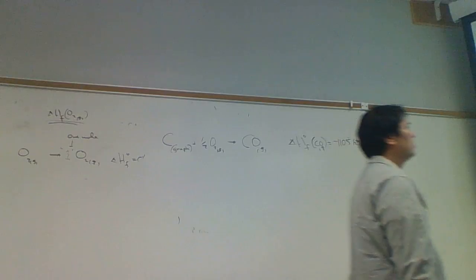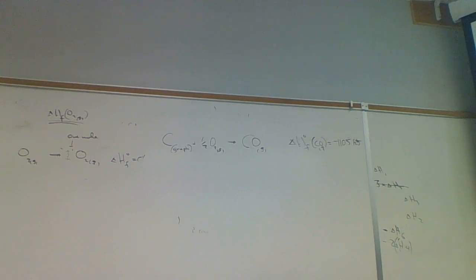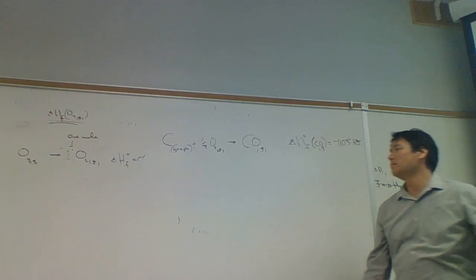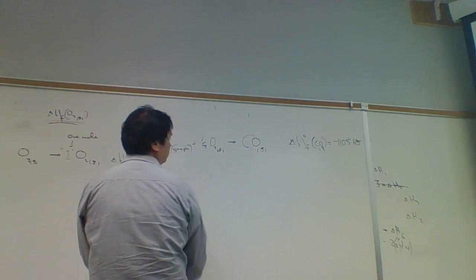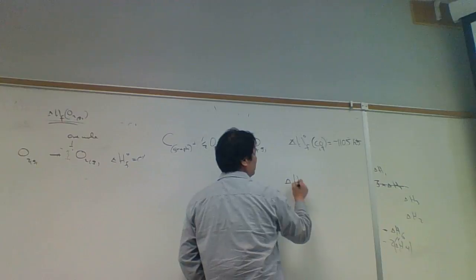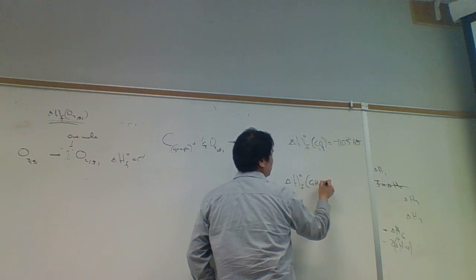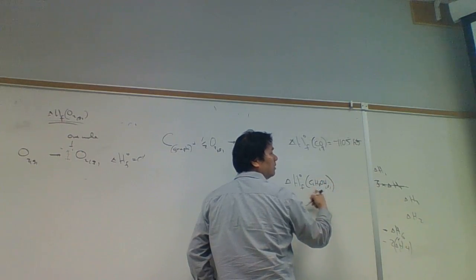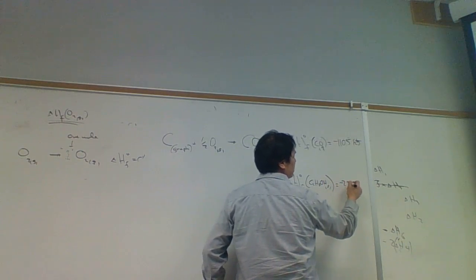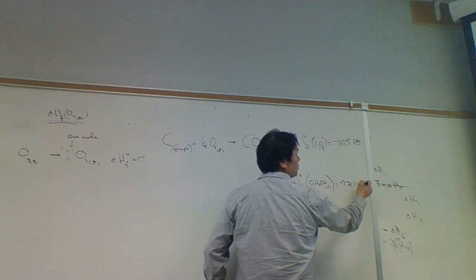We can pick up one more that's more complicated. Let's see what's more complicated here. Let's do this. Do you recognize this one? C2H5OH. What's that called? Ethanol. So let's do that. The standard enthalpy of formation of ethanol, C2H5OH, liquid, this is pure ethanol, is equal to minus 271.1 kilojoules.